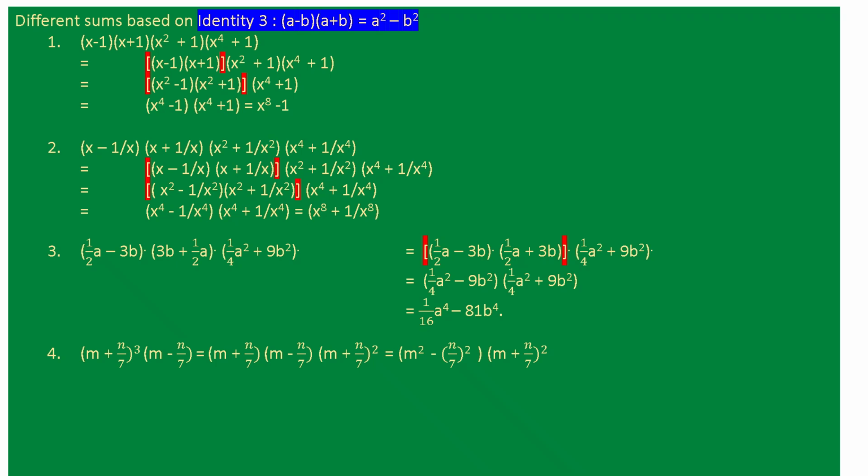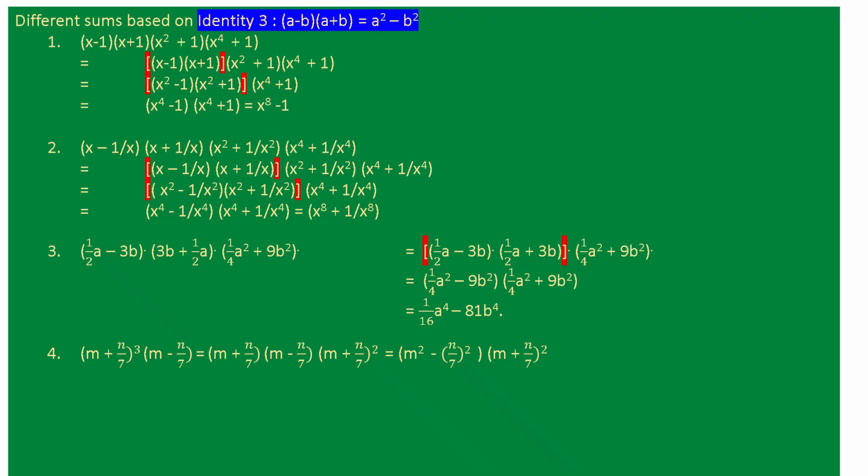Looking into sum number 3, there's a slight variation wherein the first two expressions are looking alike, but the only difference is they have to be rearranged. So on rearranging them, we get the first two terms looking similar to identity 3, giving rise to the resultant 1 by 4 a squared minus 9b squared. This you need to find the product with 1 by 4 a squared plus 9b squared. Once again, it satisfies identity 3, where then you can substitute in the identity and find the resultant.